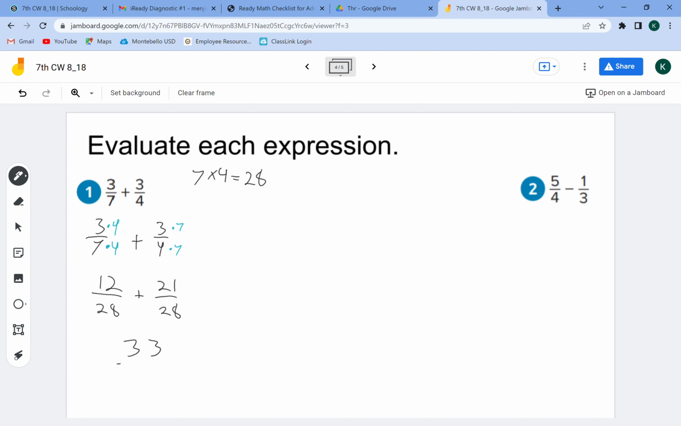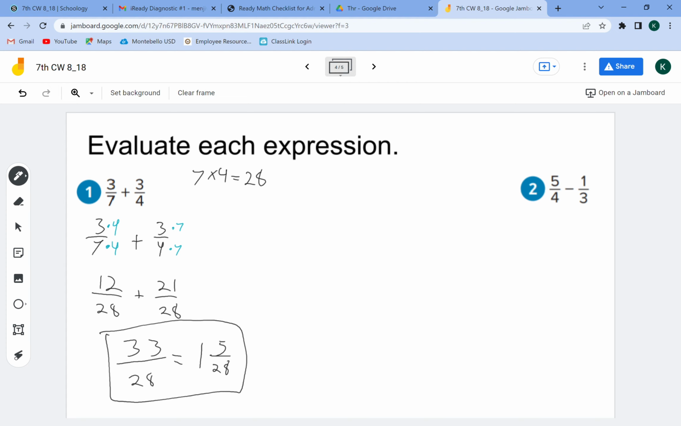That gives us 33 over 28. If you want to leave your fraction as an improper fraction, you can. But if you switch it to a mixed number, that'll be 1 whole with a remainder, if I do mental math here, of 5. Either one is fine to leave it as. It is up to you.